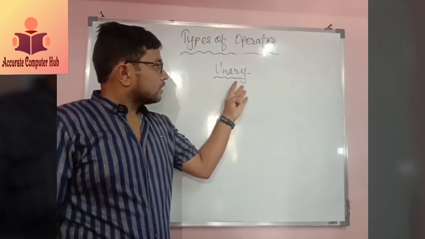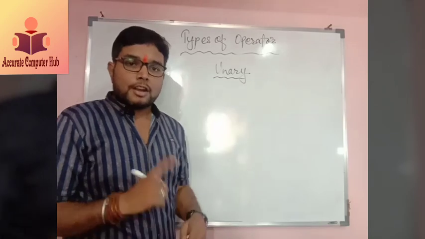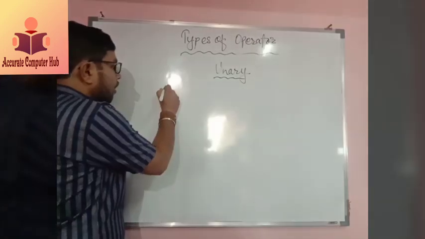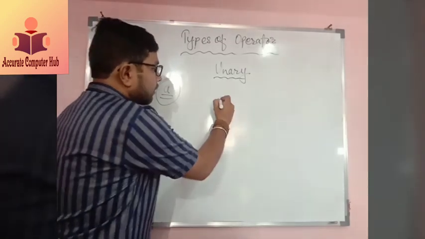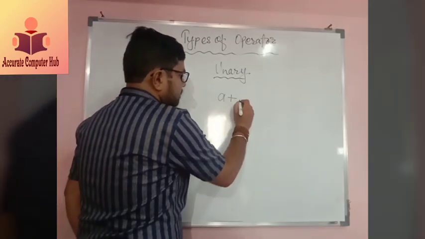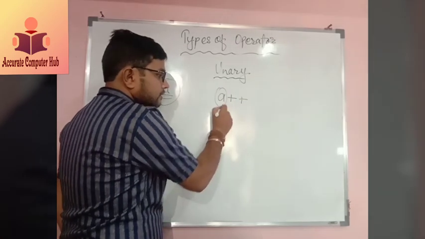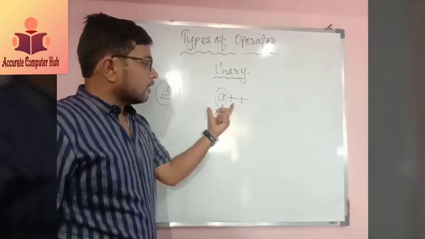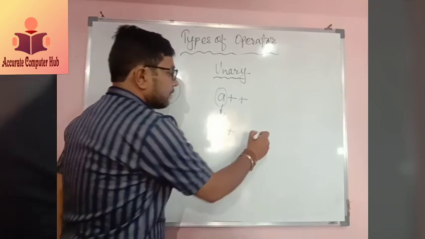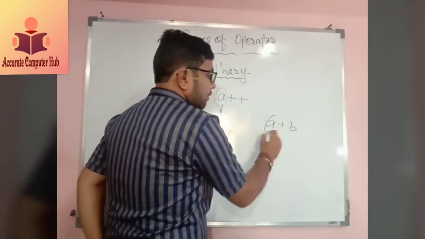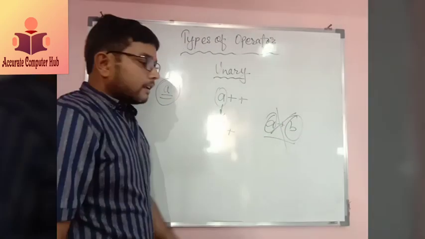We have to learn about unary arithmetical operator. When we have to perform any operation on single operand, we have already learned that operand is the thing on which we are performing any operation. So if I am writing a plus, so we are using operand only single, that is a. A is the single operand. If I am writing a plus b, now here number of operands are 2. So this is not a unary arithmetical operator.